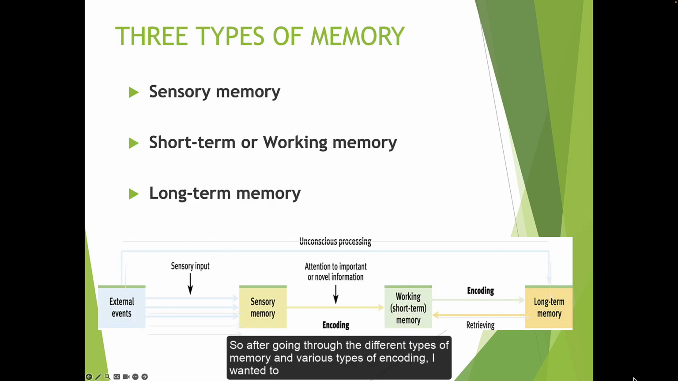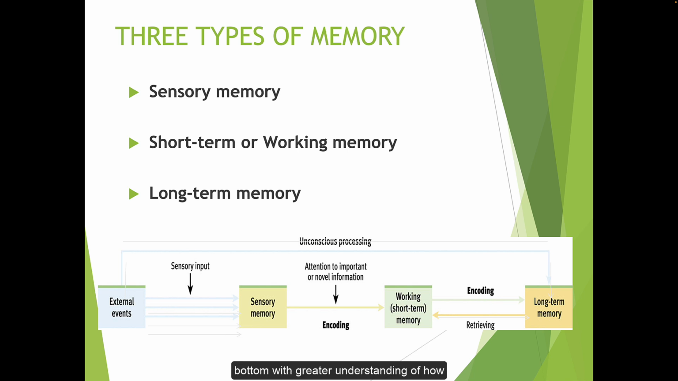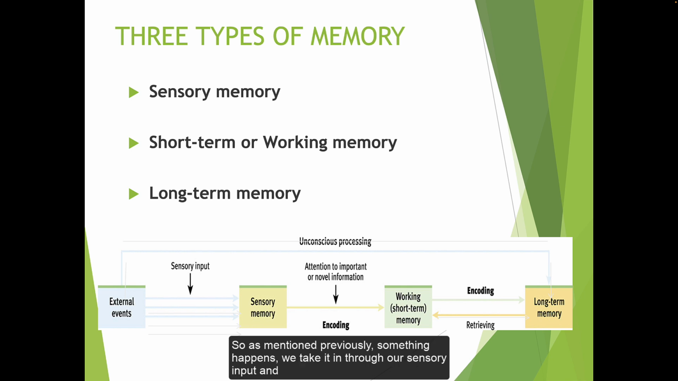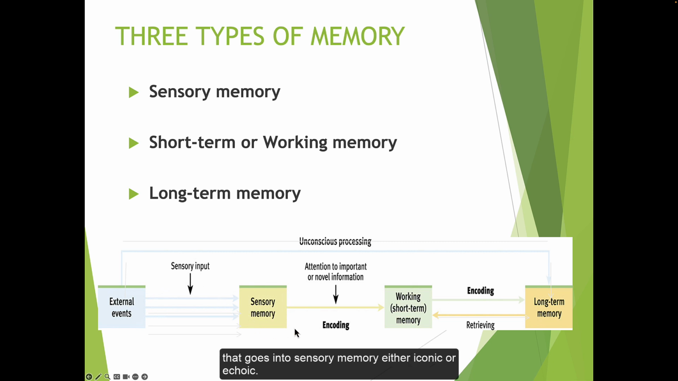So after going through the different types of memory and various types of encoding, I wanted to bring us back to this slide that we already covered so that we can look at the image on the bottom with greater understanding of how information is processed through each different type of memory. So as mentioned previously, something happens, we take it in through our sensory input, and that goes into sensory memory, either iconic or echoic.